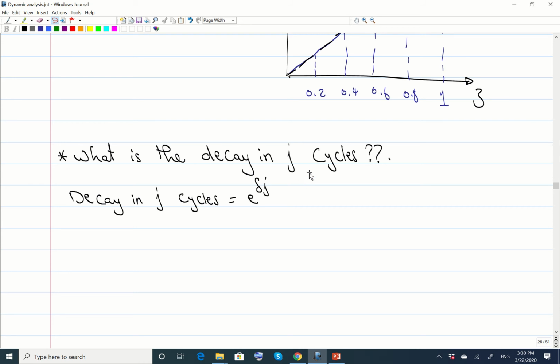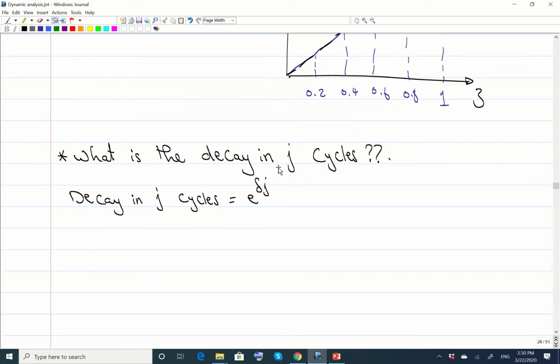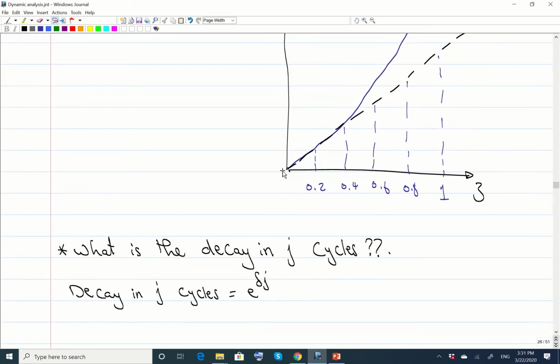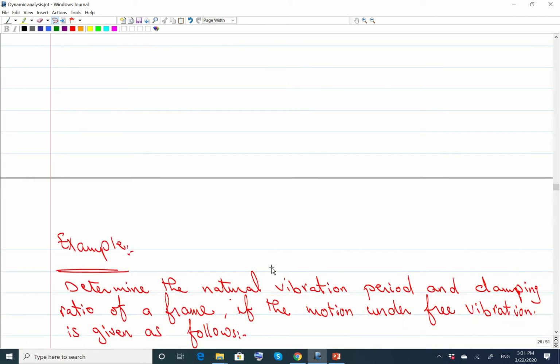Okay, what about if you have j cycles? How much will the decay be? In one cycle, e power lambda. The second cycle, e power lambda again. So e power lambda multiplied by e power lambda, so e power 2 lambda. In j cycles, it's going to be e power lambda j. Okay, so that's the decay in j cycles. This is a very nice formula that we get. That's the decay in j cycles.